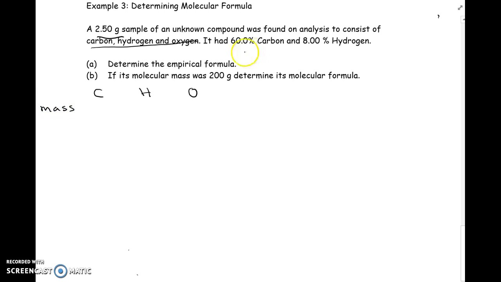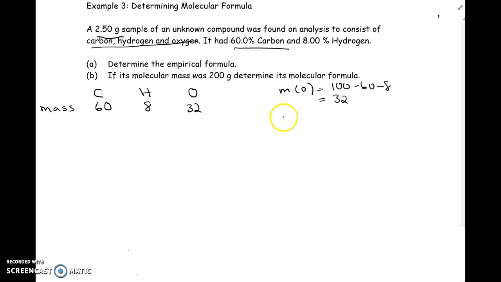So we've been told that we have 60% carbon, which means it's 60 grams out of 100. 8% hydrogen, which means it's 8 grams out of 100. So the mass of oxygen must equal 100 minus 60 minus 8, which comes out to 32 grams. So 32% or 32 grams out of 100.